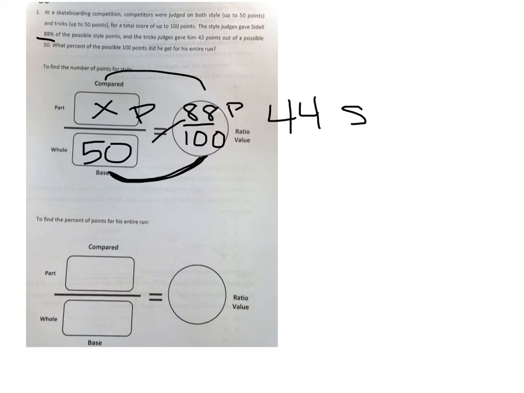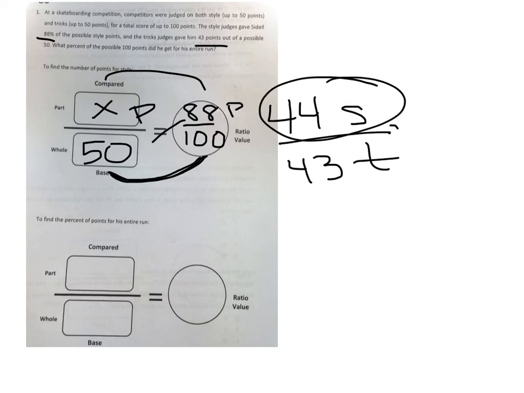So style, he got 88% of the points. And right here, it says tricks gave him 43 points. So style's 44 points, and tricks 43 points. So they basically just told us what the tricks are. So here's the style points, here's our tricks points. They want to know what is the percent out of the 100.